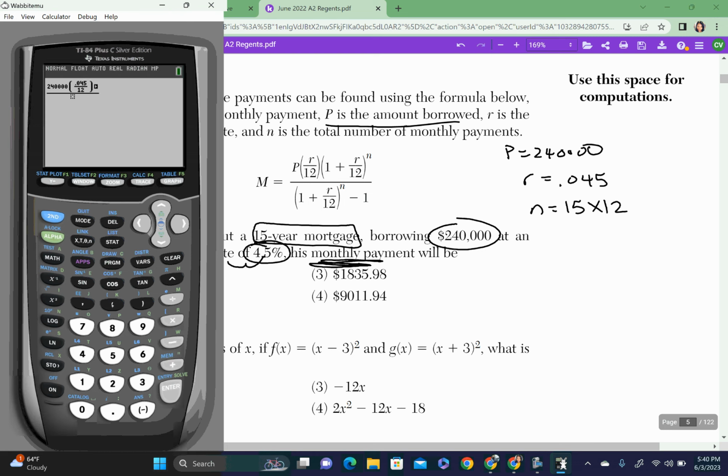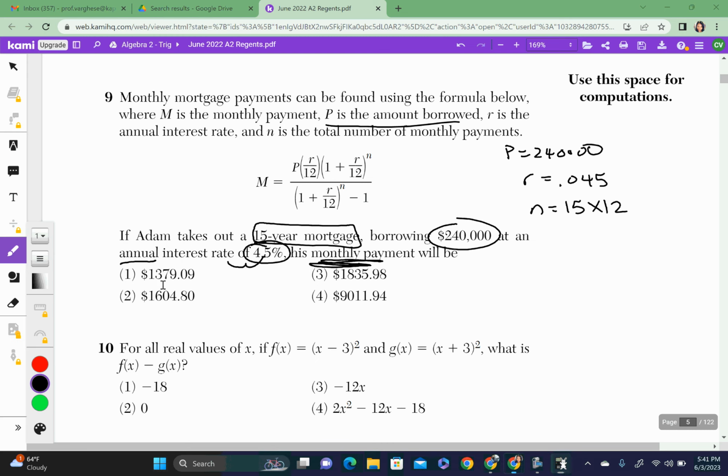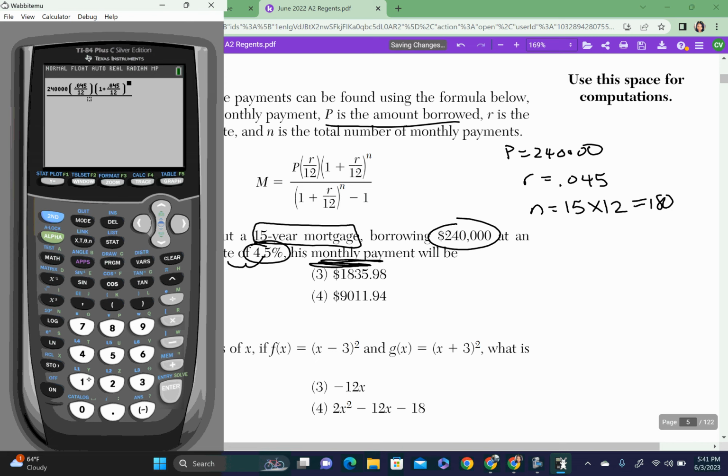Close the parentheses, open parentheses again, and we have 1 plus, and then we put our alpha y equals again, option number 1. I think you kind of get the point, but I'm going to, like I said, do this with you just to make sure that you are good. And then there's a 12 on the bottom. Then go to the right, close those parentheses, and raise this to the, and so remember n is 15 times 12, which is equal to 180. If you didn't know that you could put 15 times 12 there, but I just want to be safe.